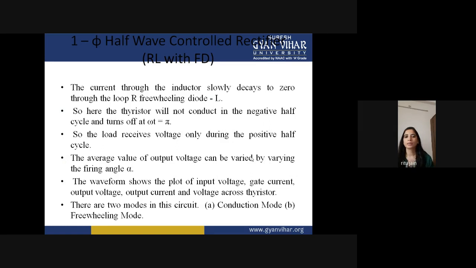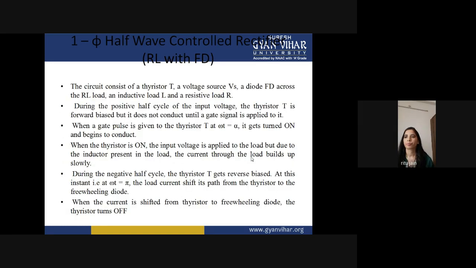So we can see that the circuit consists of a thyristor T and a voltage source Vs and a freewheeling diode across the load RL, an inductive load L and a resistive load R. During the positive half cycle of the input voltage, the thyristor T is forward biased, but it does not conduct until a gate signal is applied to it.